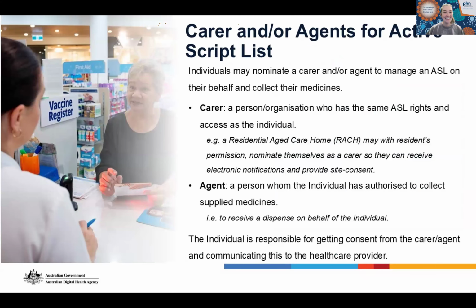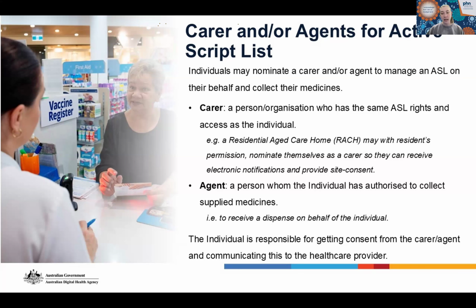Next slide. Thanks. So carers and agents, what are their role in the active script list? So patients may nominate a carer and/or agent to manage their ASL on their behalf and collect their medicines. A carer is a person or organization who has the same ASL rights and access as the patient.